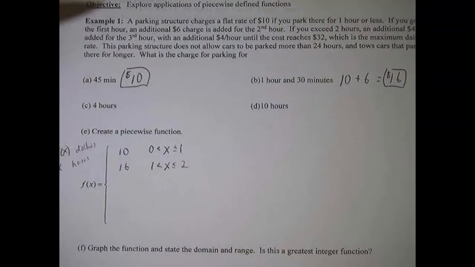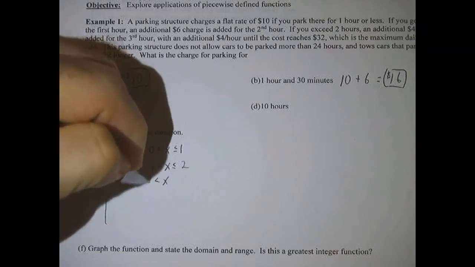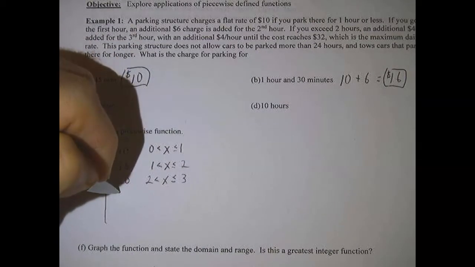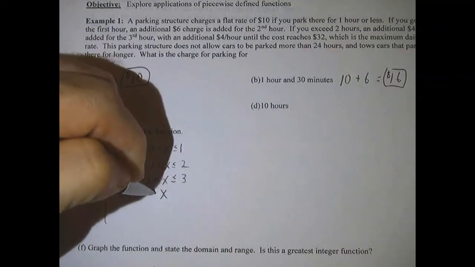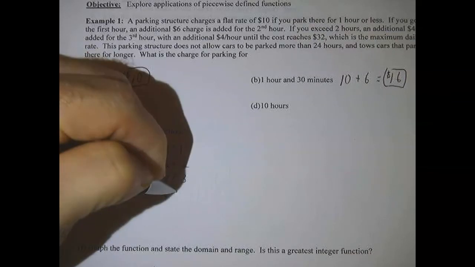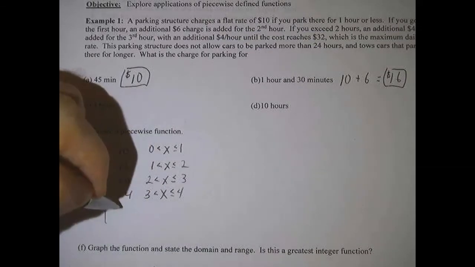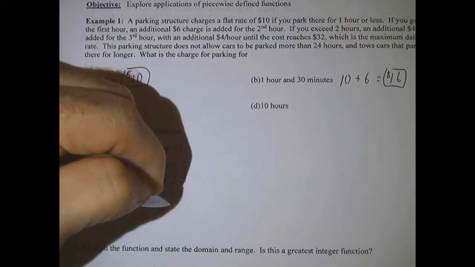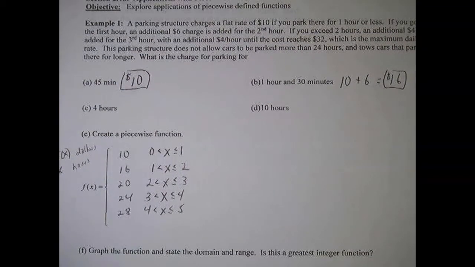Now the next hour you're charged $4 more, so it goes up to 20. That's when x is greater than 2 and up to 3, including the third hour. It's not until you break that third hour that it gets another $4, so you go up to 24 when you're staying between 3 and 4 hours, greater than 3, up to and including 4. Then it goes up to $28 when you go over 4 hours, so from 4 hours to 5 hours, anything greater than 4 and less than or equal to 5.